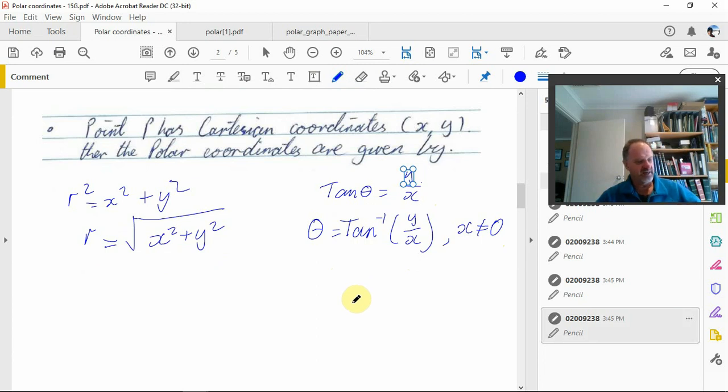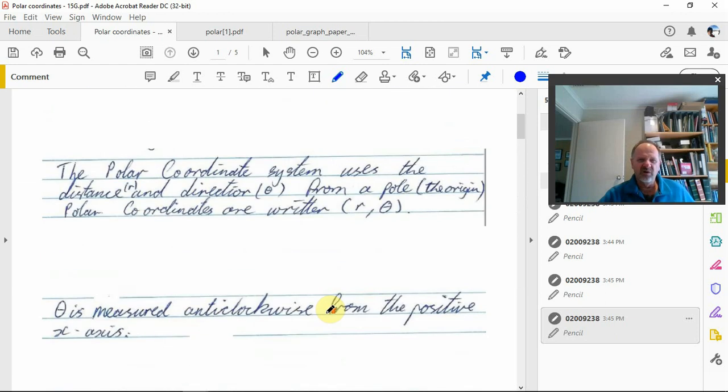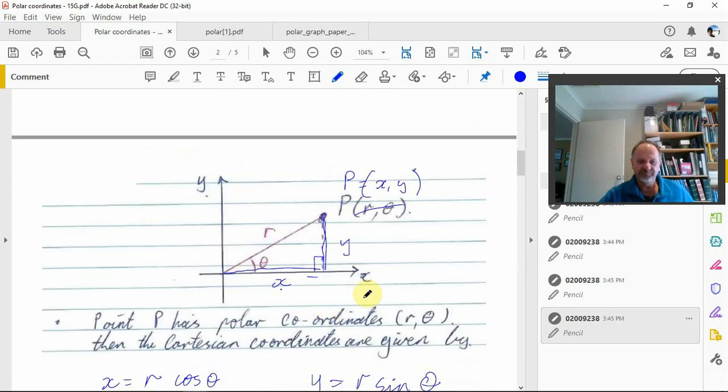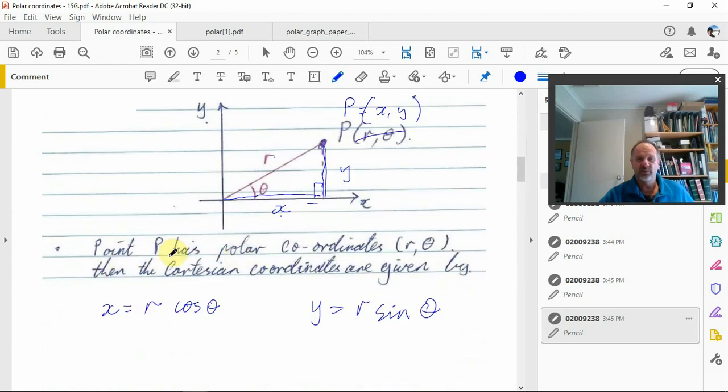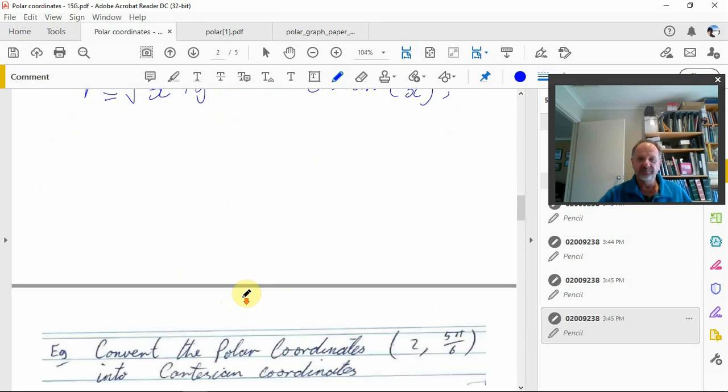All right, so there's our polar coordinate system. There it is overlaid on our Cartesian. Here's how we get our Cartesian values x and y from the polar values we've got, the r and the theta. And here's how we could go the other way. So let's have a look at some examples.